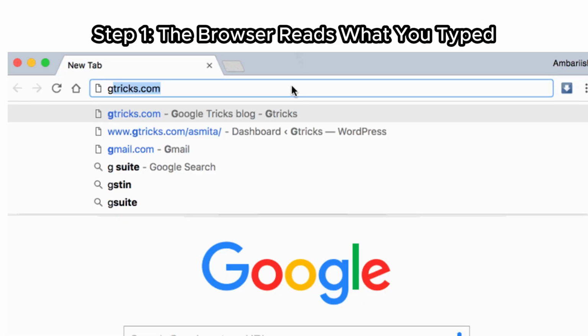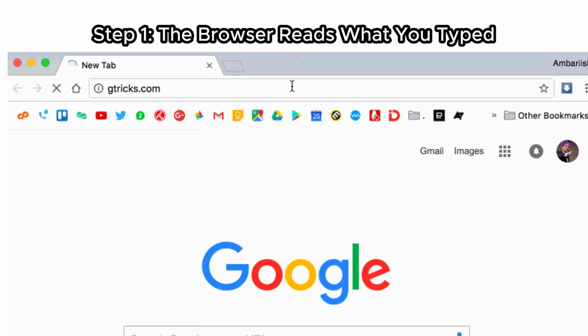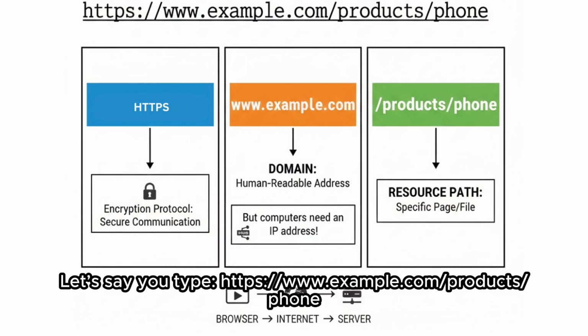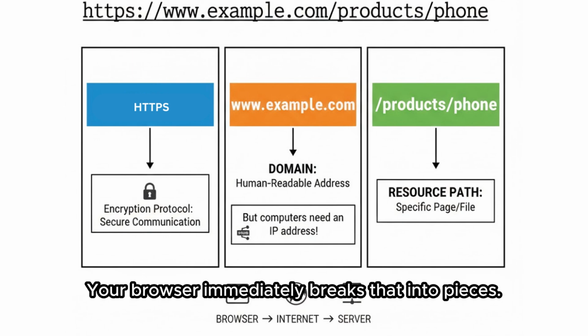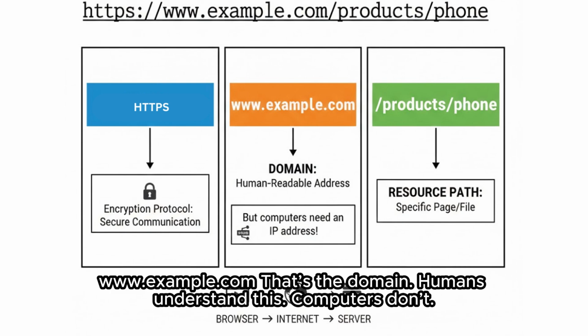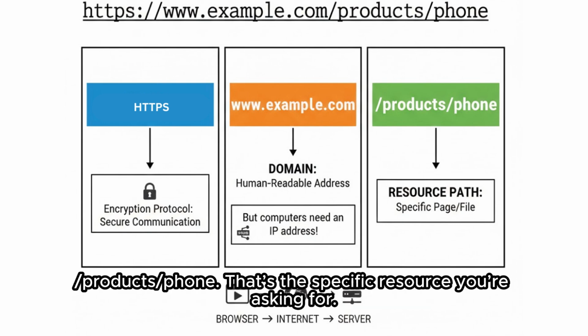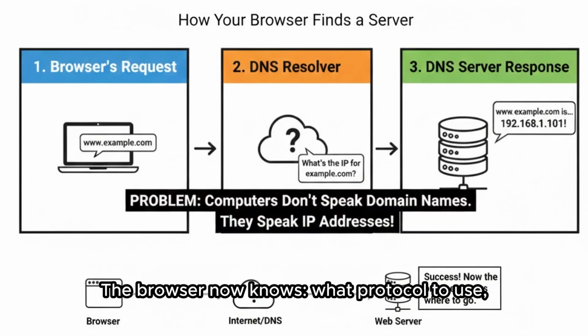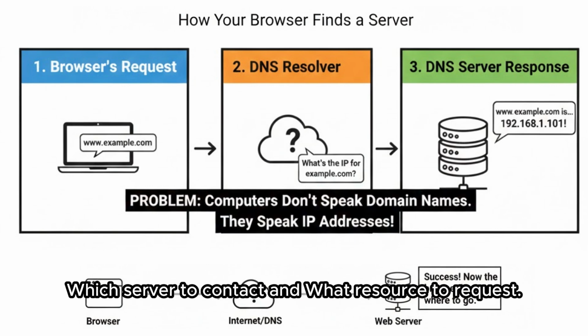Step 1. The browser reads what you typed. Let's say you type https://www.example.com/products/phone. Your browser immediately breaks that into pieces. HTTPS. That tells the browser to use encrypted communication. www.example.com. That's the domain. Humans understand this, computers don't. /products/phone. That's the specific resource you're asking for.